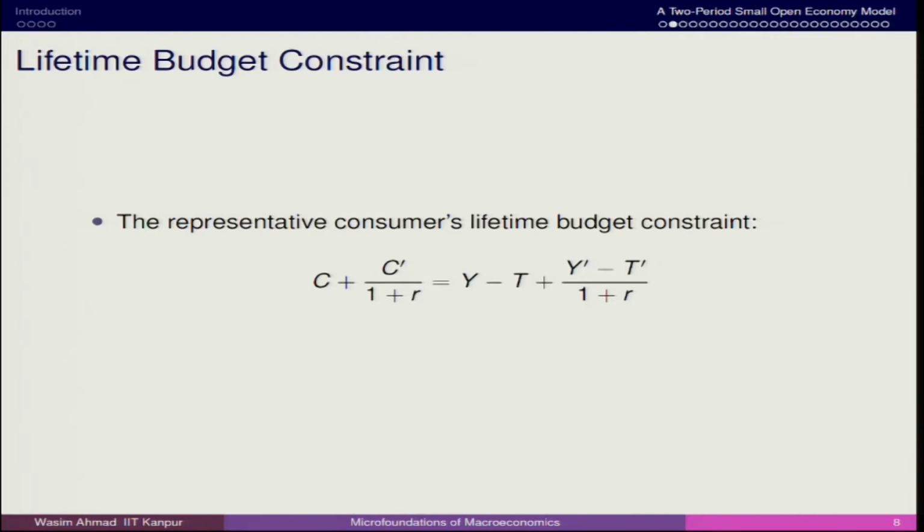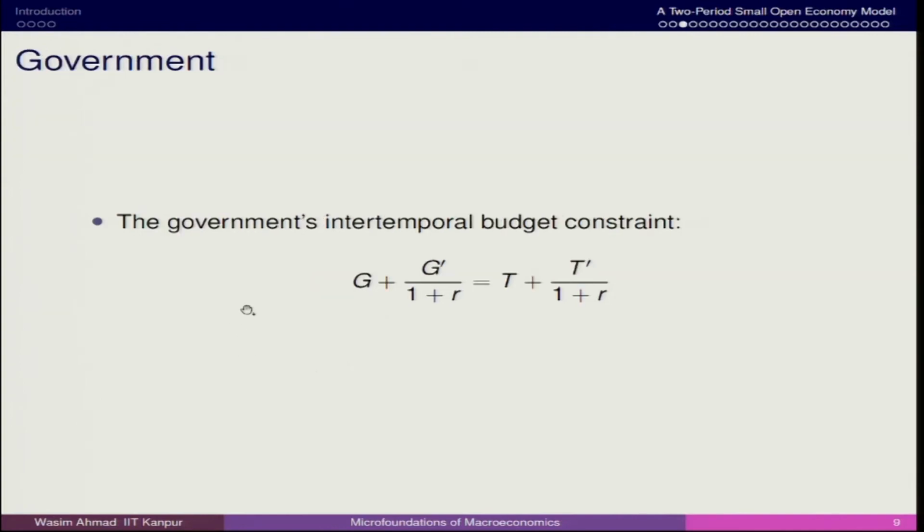So, and this tax, for the sake of simplicity, we are assuming that this tax is of lump sum type, it is not a proportional type, it is not being introduced on the interest rate. So, it is not 1 minus tau, it is just the T. So, here you have y minus t plus y transpose minus t transpose. So, this is what we have, the consumer lifetime budget constraint.